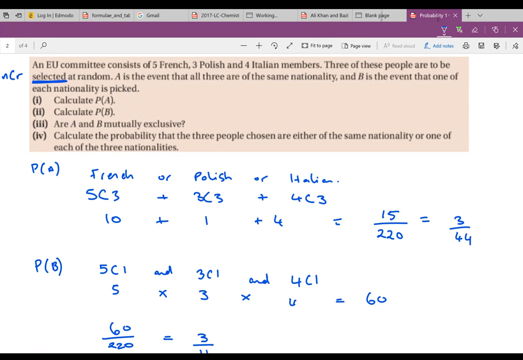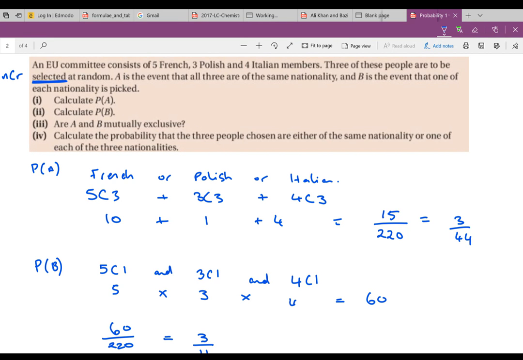Are A and B mutually exclusive? They are, because you can't have both 3 French people and 1 from each country. So if only 3 people are selected, then they can either be part of probability A or part of probability B.